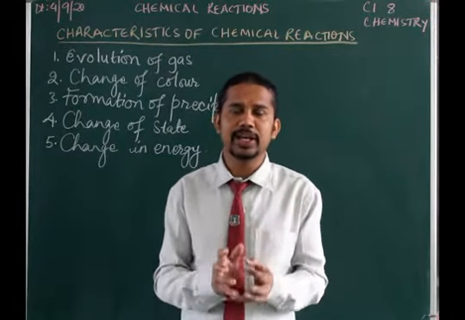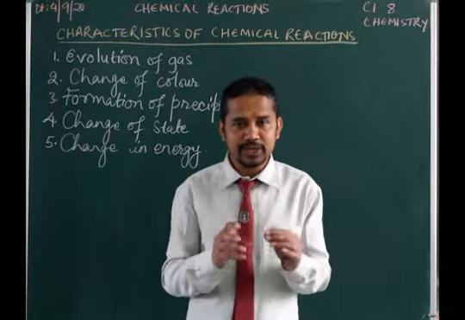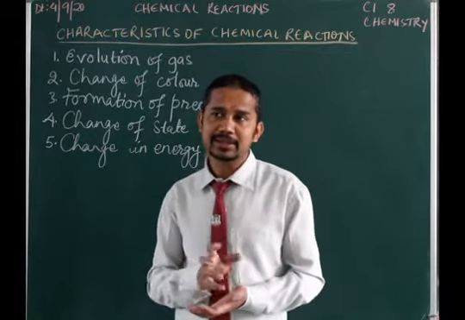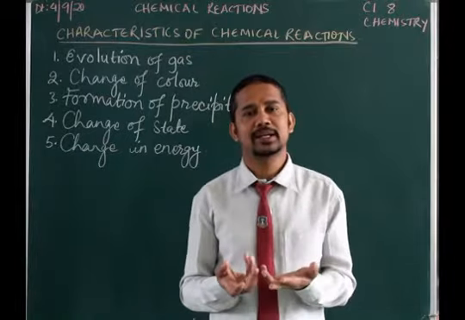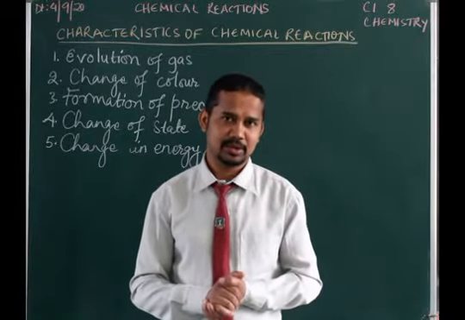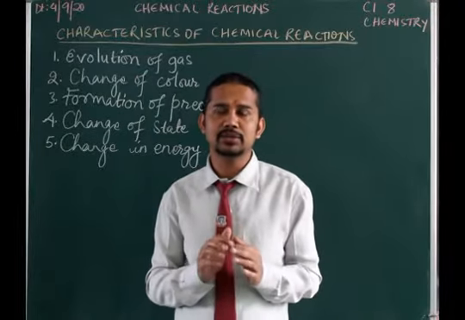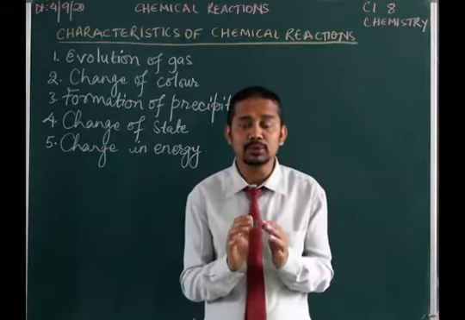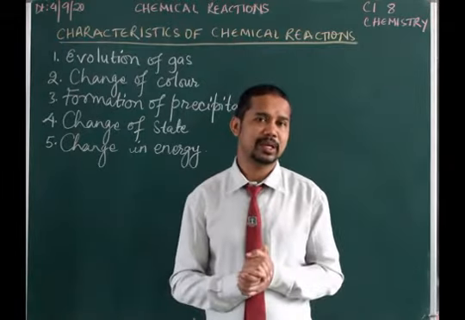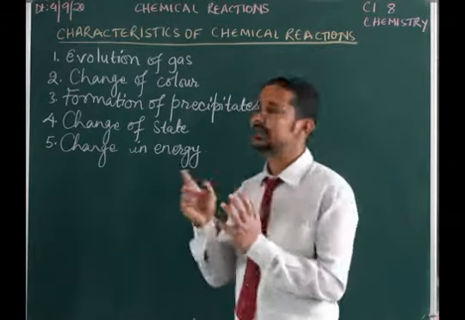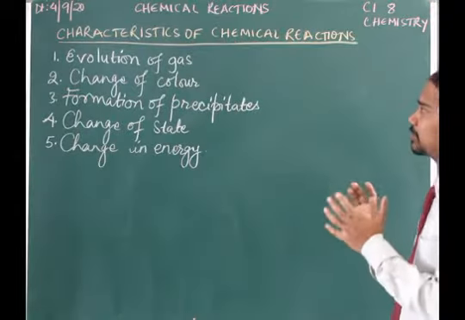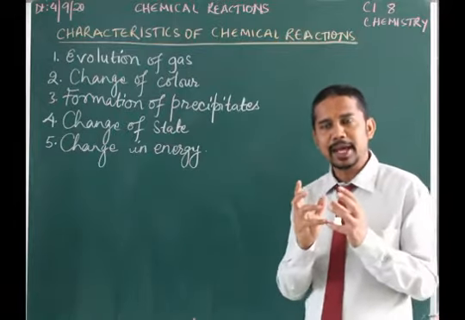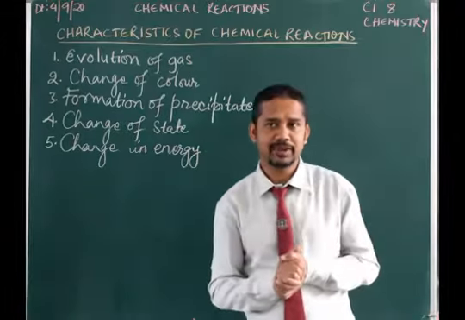Now for a change to be a chemical change, for a reaction to be a chemical reaction, there are some characteristics by which we can come to know that the reaction is a chemical reaction. These characteristics we are going to learn today. So how to know a chemical reaction has taken place? By knowing these characteristics, we can come to know that a chemical reaction has taken place. Number one, evolution of gas. Some of the chemical reactions are characterized by evolution of gas.